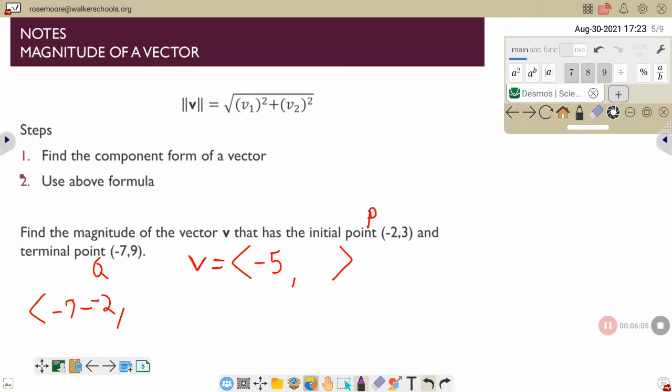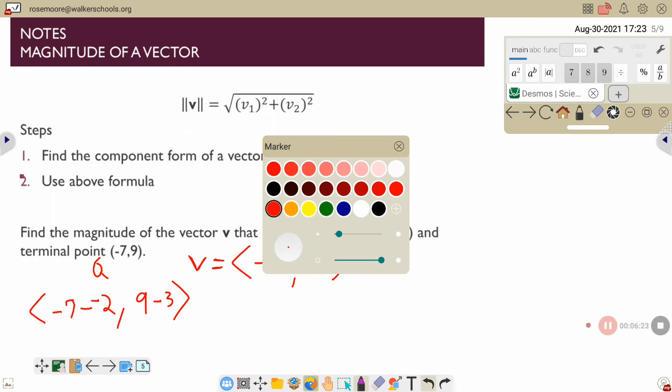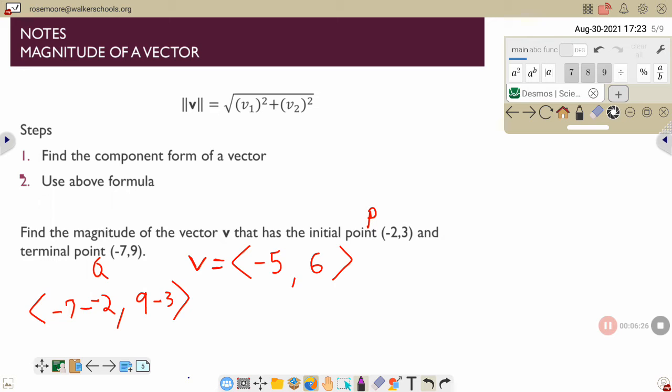And then I will take my 9 and I will subtract 3 for my y's. So that's just what we did on the warm-up. That's just what we did yesterday. So my vector is <-5, 6>. Once I have that done, I'm going to use the formula it has given me. My formula is the square root of v1, this is v1, squared.